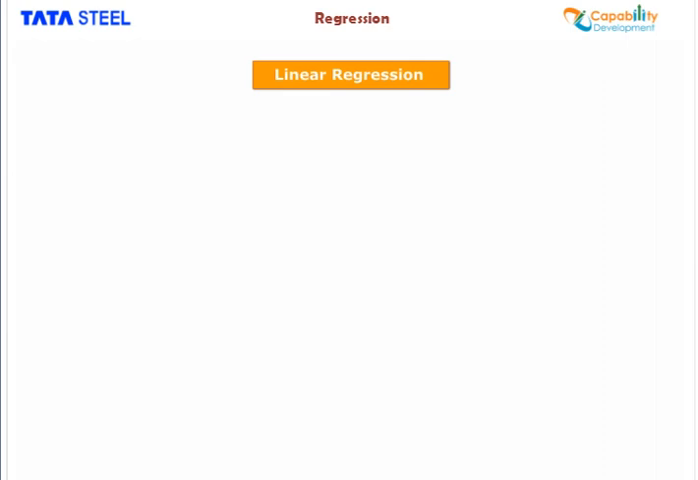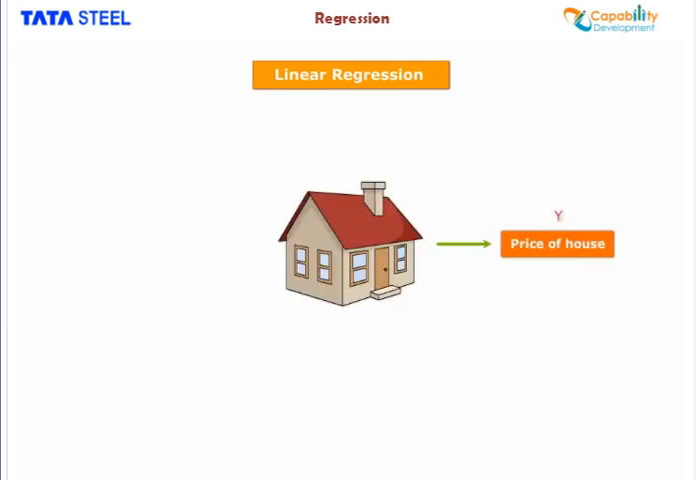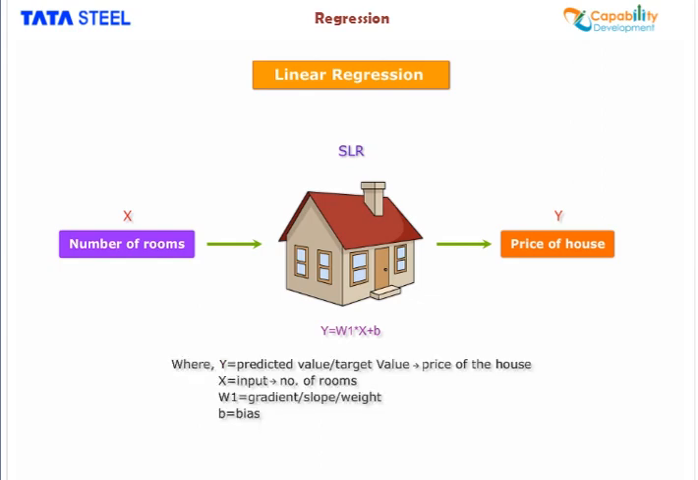For example, if the price of the house depends only on the number of rooms, then it is an SLR with x equal to number of rooms and y equal to price. In such a case, the relationship can take a form like y is equal to W1 multiplied by x plus b. The equation is the same as that of a straight line, y is equal to mx plus c, where y is equal to predicted value or target value, that is price of the house. x is equal to input, that is number of rooms. W1 is equal to gradient or slope or weight, and b is equal to bias.